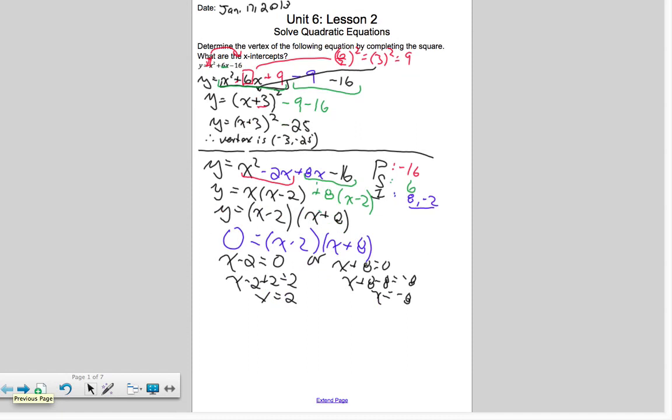Right? So when x is 2, what's my value of y? 0. So therefore the x-intercepts are, well, when x is 2, we do have y is equal to 0. And what happens when x is negative 8? So y is 0.